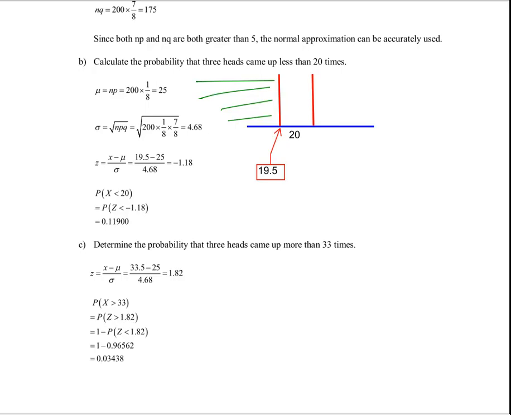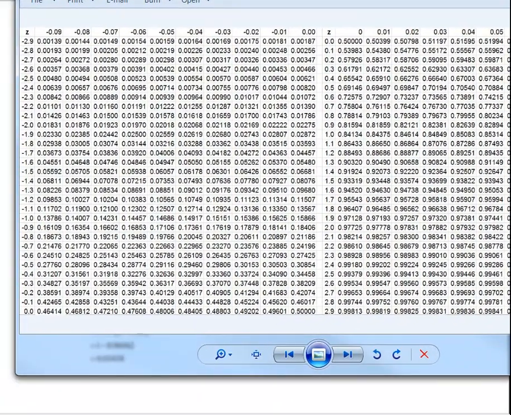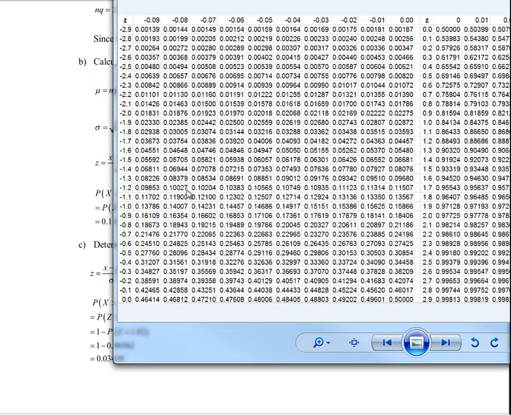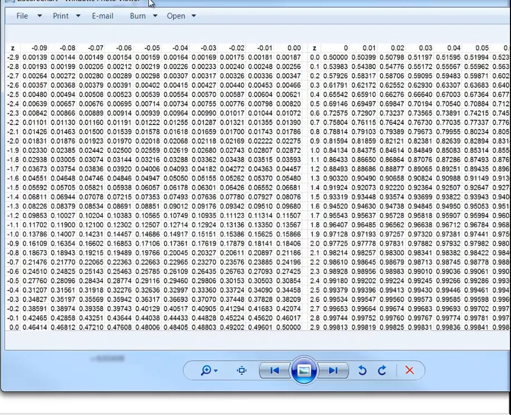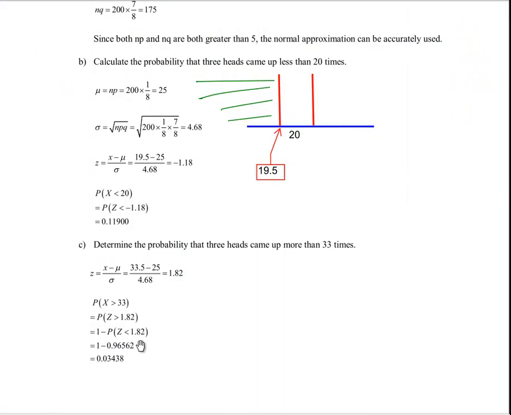Now, these probabilities are always less than. So if I'm looking up the 1.82, so we're looking up the value in the chart here, 1.82. So 1.82 would be this number right here, 0.96562. Now, that 0.96562 means that there's 96.562% below that. So the amount that's above, we would subtract it from 1, because these values always give you the probability below that. So that's why we look up that number, but we subtract it from 1, because we don't want what's below the 1.82, we want what's above. So 0.03438, or about 3.4% chance that the three heads coming up more than 33 times. And that's the end of the review.